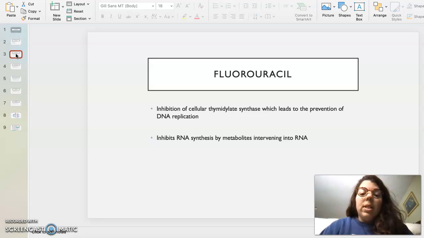So fluorouracil works as an inhibitor of the cellular thymidylate synthase, and it leads to the prevention of DNA replication. It also works by inhibiting RNA synthesis by the metabolites intervening with RNA.